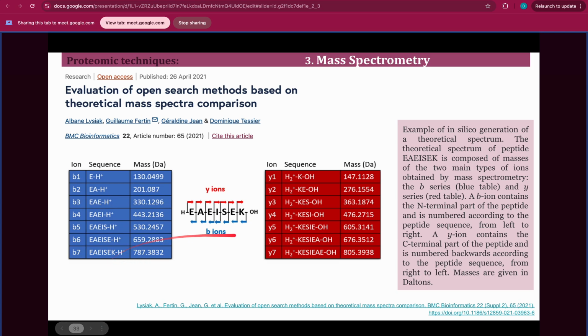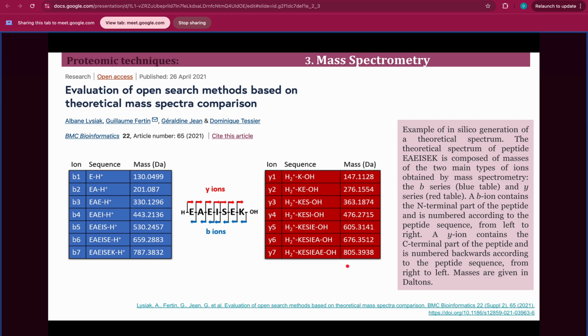Similarly, in the case of Y ions also, I will move from my C terminal towards my N terminal. First, Y1 will tell me about K. If I say Y2, it will tell me about E and K. Y3 will tell me about S, E, K. So what I am doing is moving from C terminal towards my N terminal, increasing the number of amino acids or ions at each level, depending on Y3, Y4, depending on the number. This 4 will specify that 4 amino acids are present.